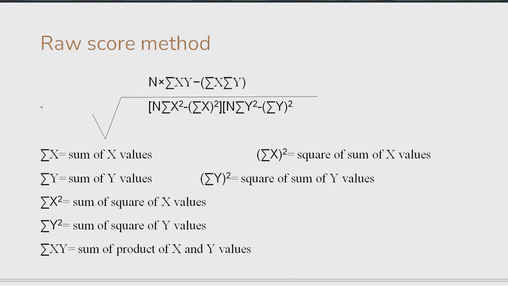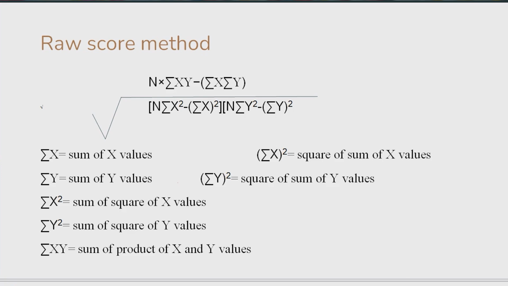Instead, summation x is, you sum the x values, you have to add the x values and then you have to square it. Likewise, you have to do it for summation y. So you add all the y values and then square it. Then summation xy is simply the sum of the product of x and y values.